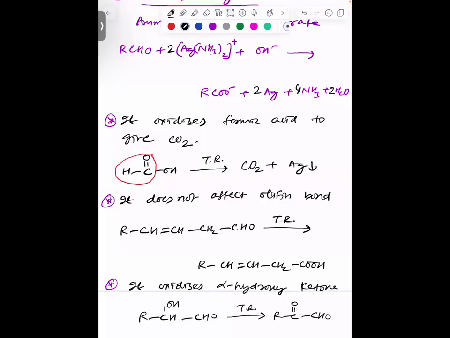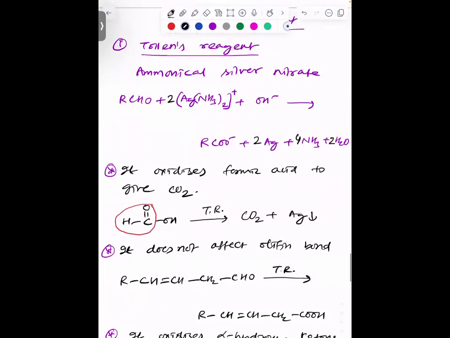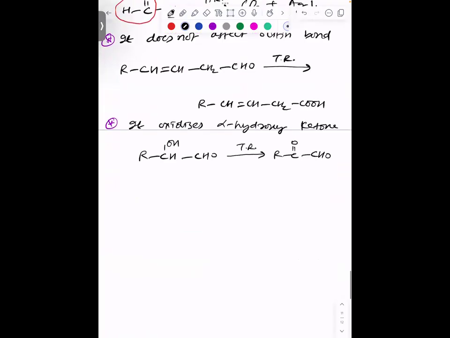Okay, so if we analyze overall, it oxidizes the aliphatic as well as aromatic aldehyde. It oxidizes formic acid to give carbon dioxide. It doesn't oxidize or affect the olefinic bond, or carbon-carbon double bond. Then it oxidizes alpha hydroxy ketone. Okay. So this is your Tollens reagent.